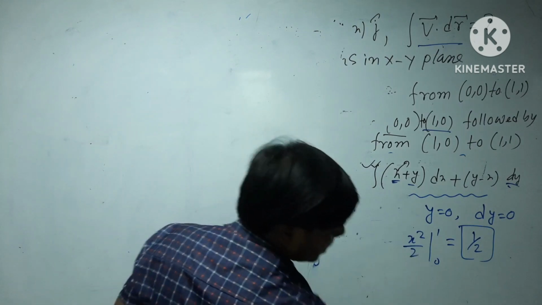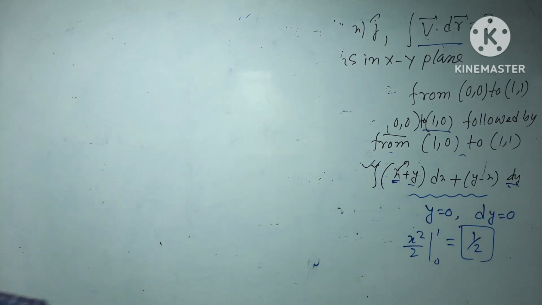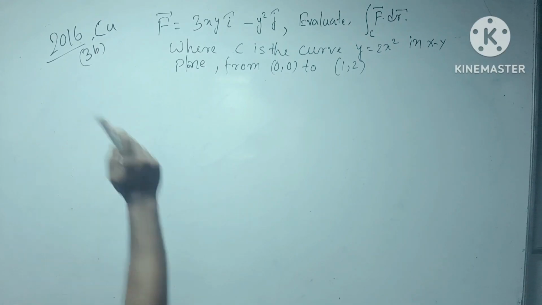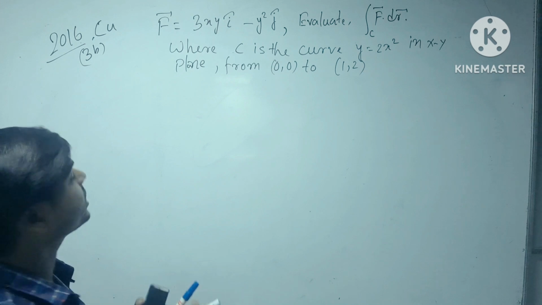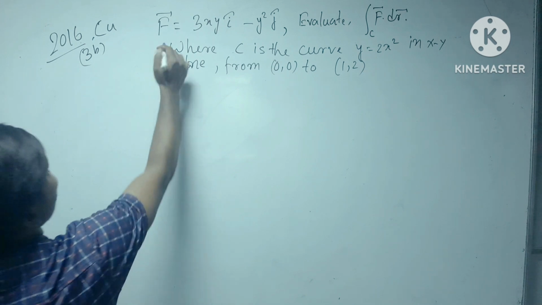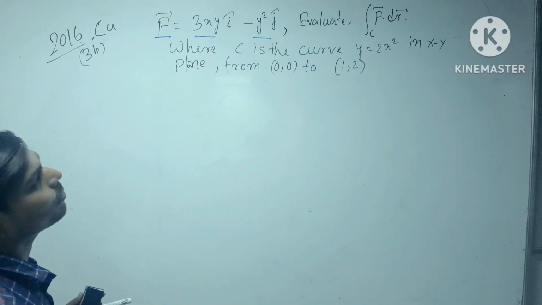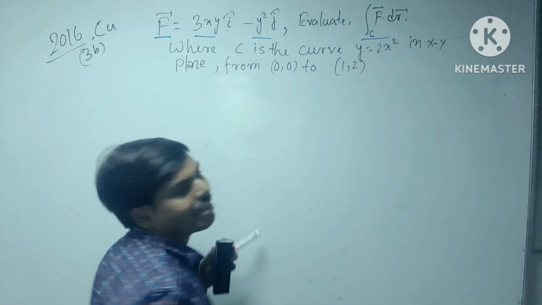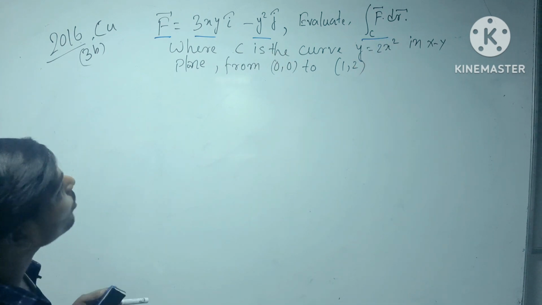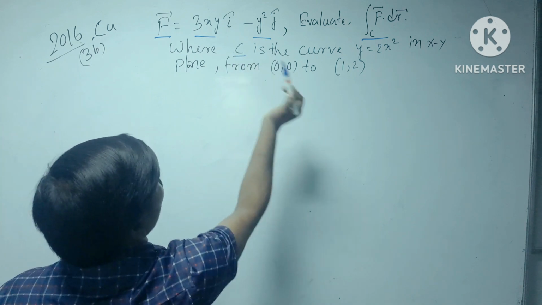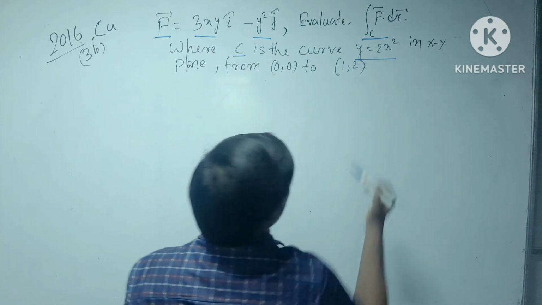Okay, now next take the problem number 3. So this is the problem number 3. Problem number 3 what is it saying? A vector field is given, f is equal to 3xy i cap minus y square j cap. Same, we have to evaluate the path integral or line integration, and the path is also given, the path follows y is equal to 2x square.